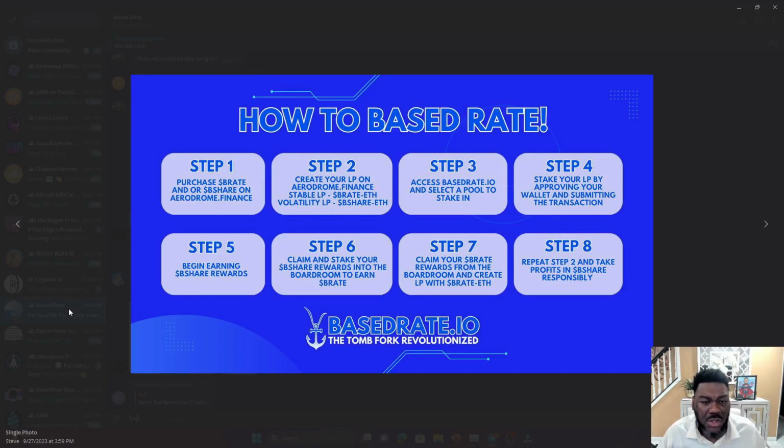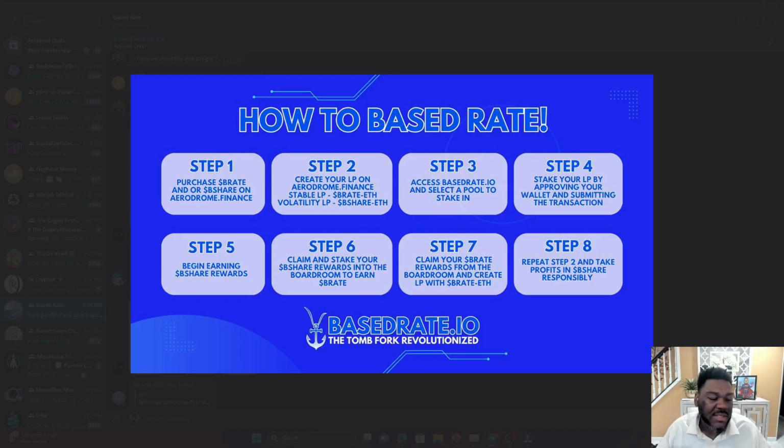This is the golden rule. This is the golden formula. This is the cheat sheet. This is what we want to have embedded in everybody's brain to follow, so we all can win at the same time. Remember, Tomb Forks can go on for months and months of passive income if we all know how to play the game. And this is the cheat sheet over here.